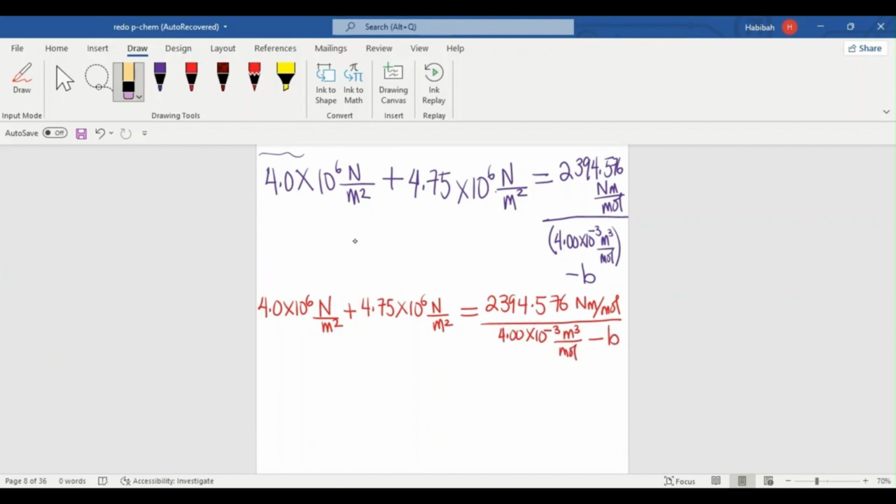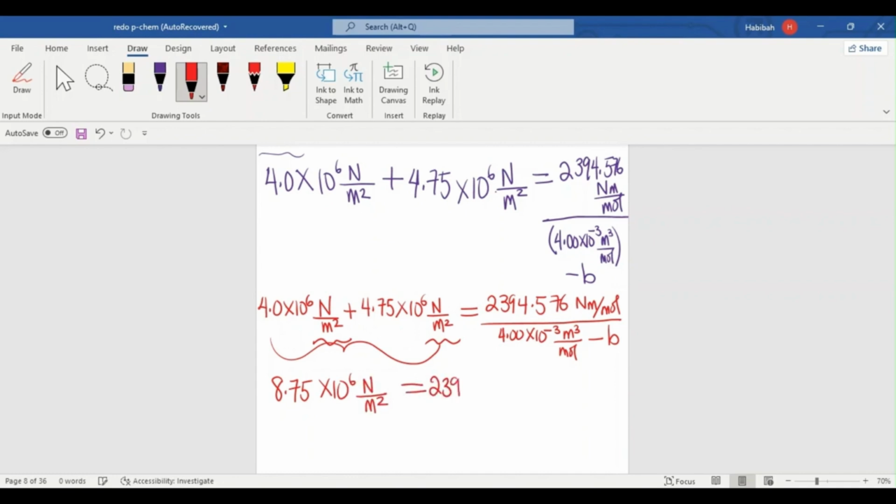So as you can see, this is better, but we can make it even better because we have Newton per meter squared here and Newton per meter squared here. From this, you already know that the units are the same, so we can simply add this information up. Both can be added up to give 8.75 times 10 to the power of 6 Newton per meter squared. Okay, so the left hand side is okay.